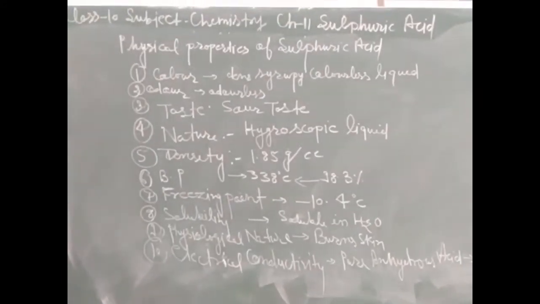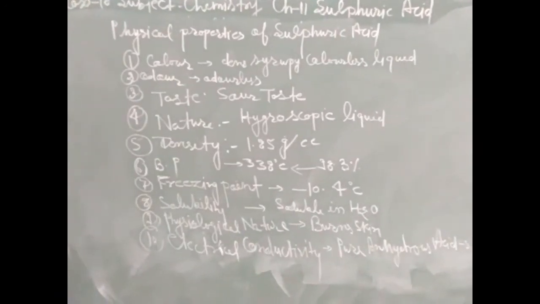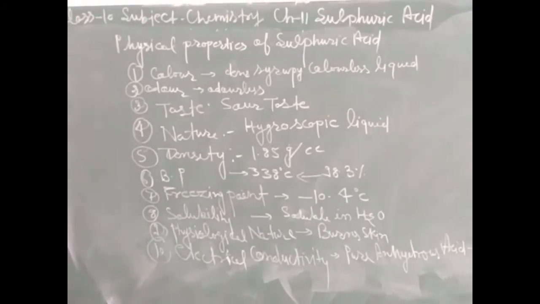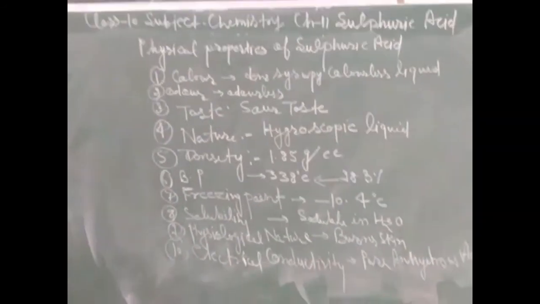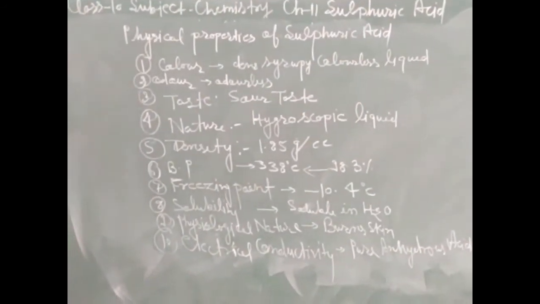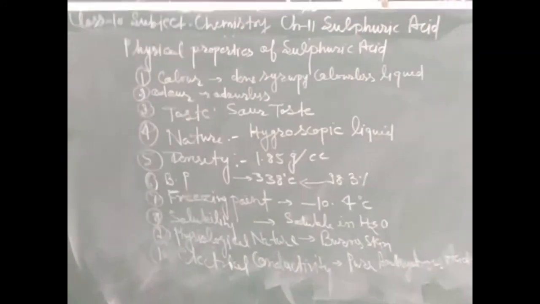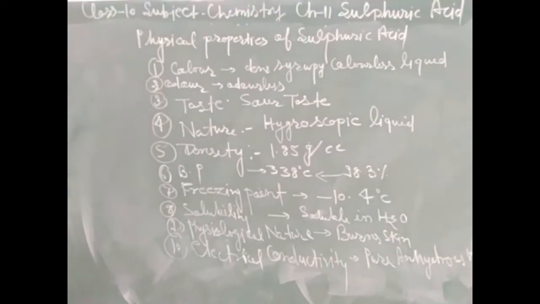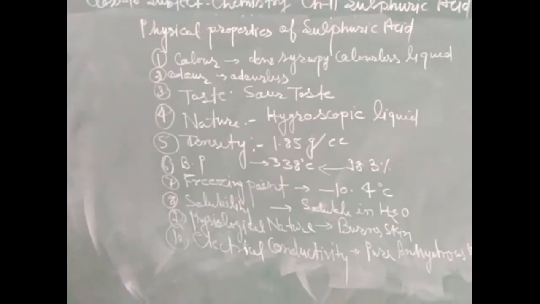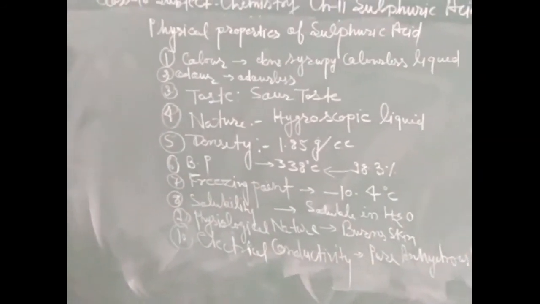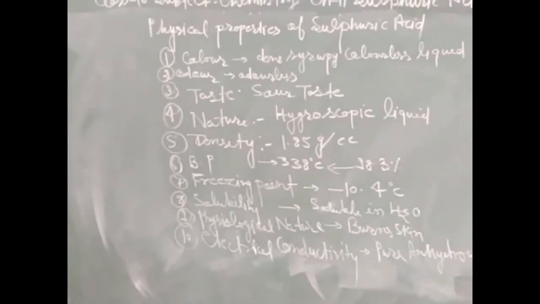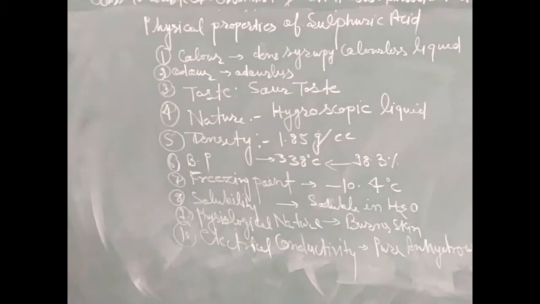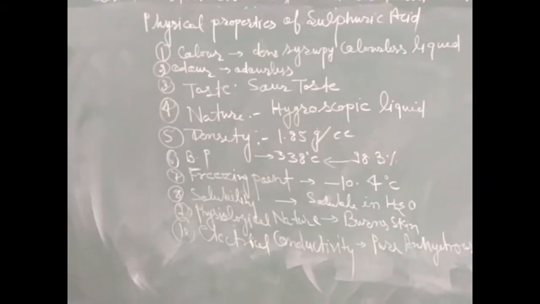We are going to discuss the physical properties of sulfuric acid. Physical property means a property which can be observed externally. First physical property of sulfuric acid is color. Sulfuric acid is a dense, syrupy, colorless liquid. Odor: it is odorless, means it has no smell. Taste: it is sour in taste. Sulfuric acid is hygroscopic in nature, means it absorbs moisture from other substances.